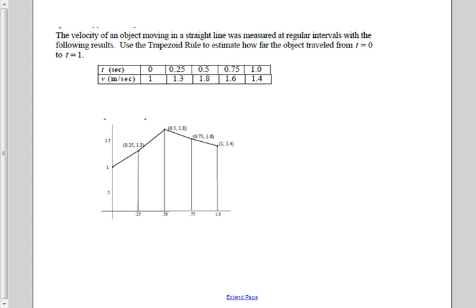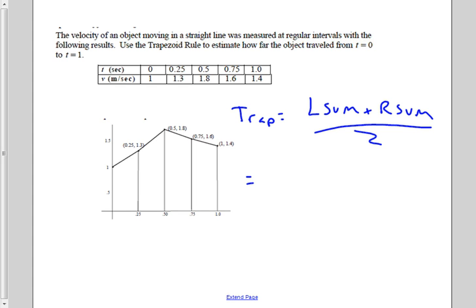So what we said is that using the trapezoid rule, it's going to be the left sum plus the right sum divided by 2. So in this case, we're looking at a base of 0.25. So it's going to be 0.25. And our left sum is going to be 1 plus 1.3 plus 1.8 plus 1.6.